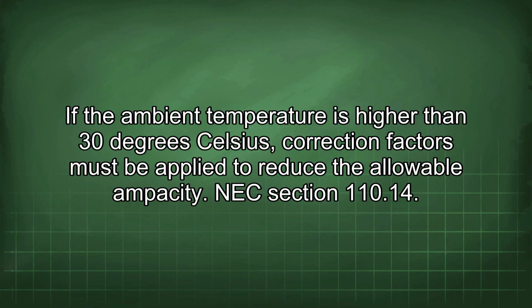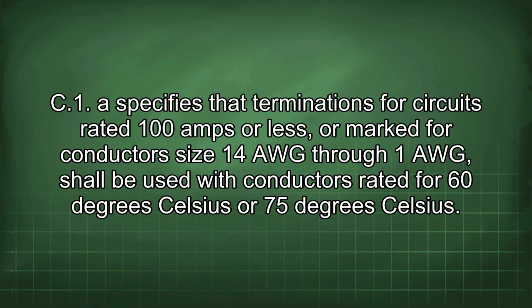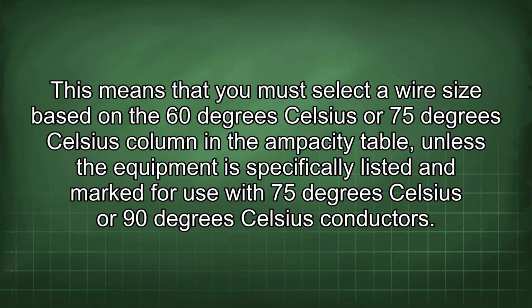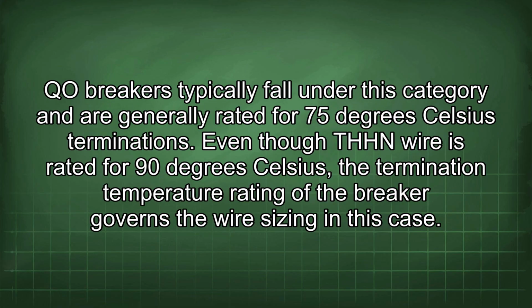NEC Section 110.14(C)(1) specifies that terminations for circuits rated 100 amps or less, or marked for conductors size 14 AWG through 1 AWG, shall be used with conductors rated for 60°C or 75°C. This means that you must select a wire size based on the 60°C or 75°C column in the ampacity table, unless the equipment is specifically listed and marked for use with 75°C or 90°C conductors. QO breakers typically fall under this category and are generally rated for 75°C terminations.